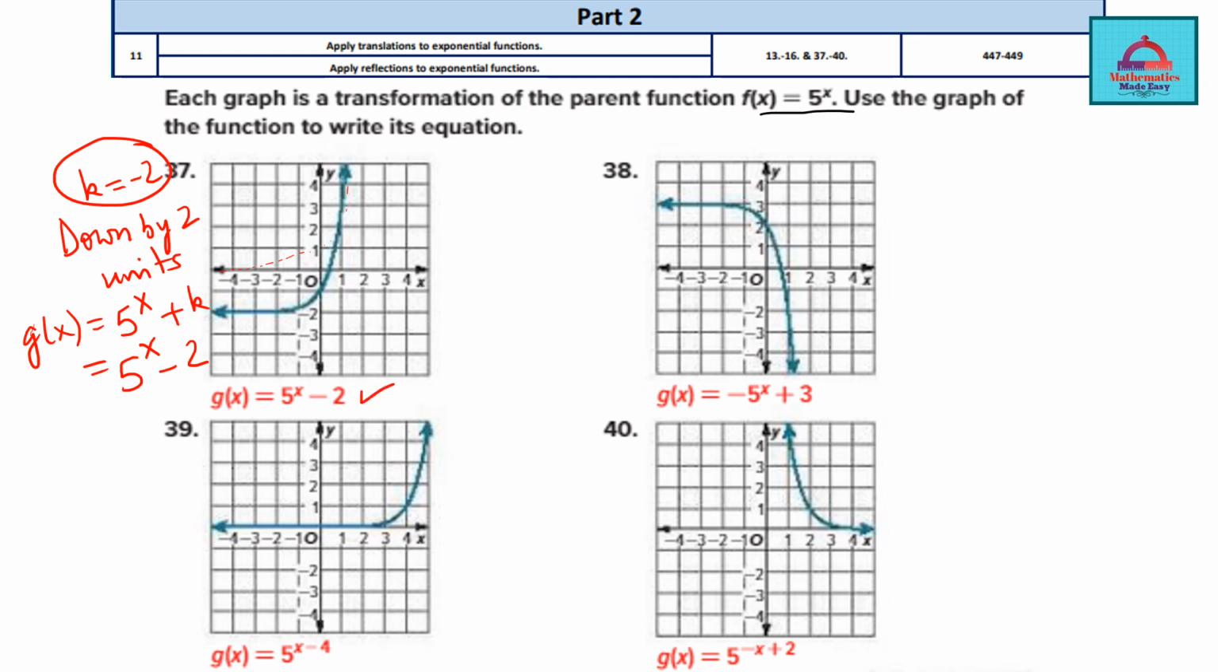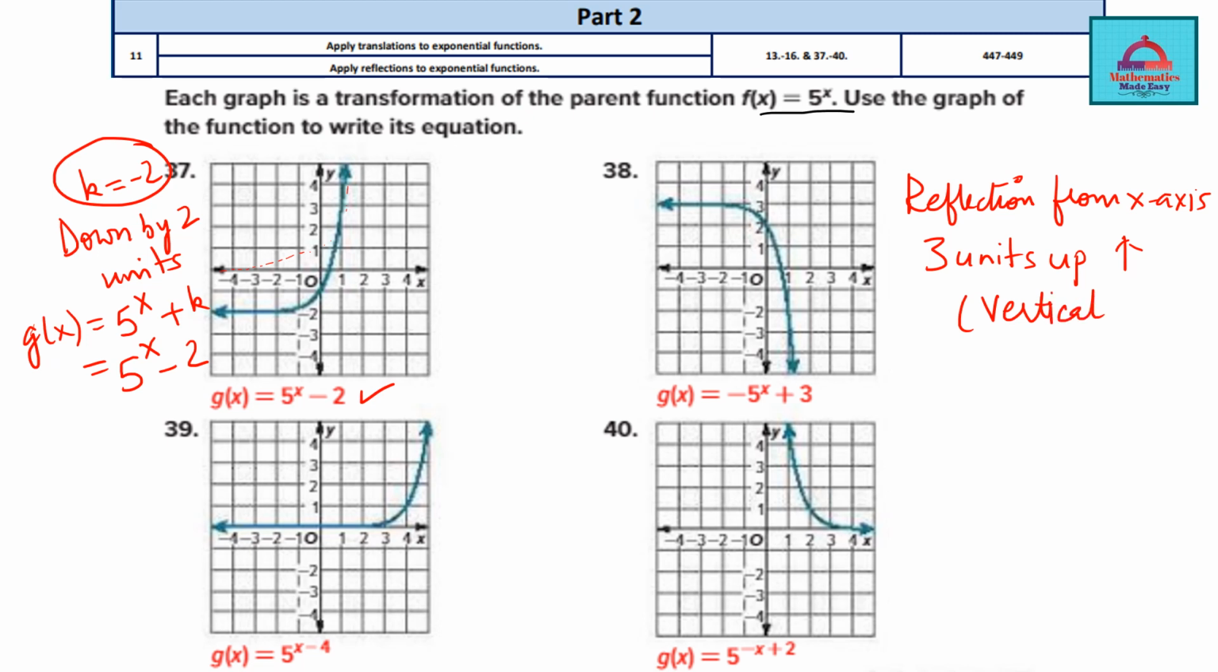If you look at this one, there are two transformations happening. One is reflection from the x-axis. So you see the graph which is going up has come down. It has gone in the opposite direction. And also the graph is moving 3 units up. Up means it's a vertical translation. So the equation is going to be g(x) equal to, because of the reflection from the x-axis, a negative sign comes to the parent function, plus k, and k value is 3. So it is going to be this answer.